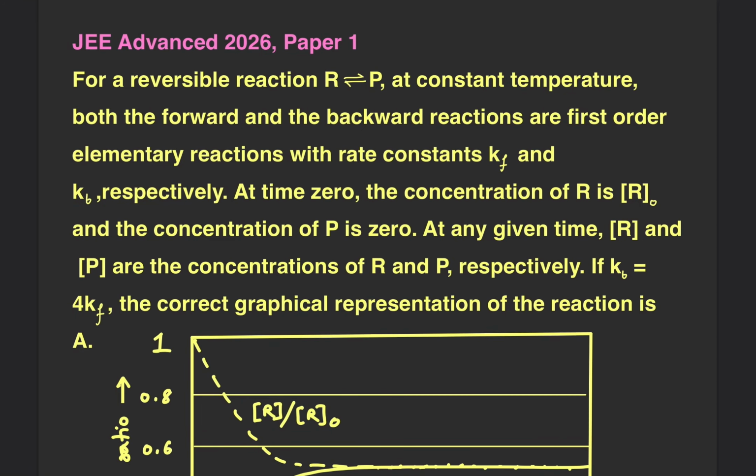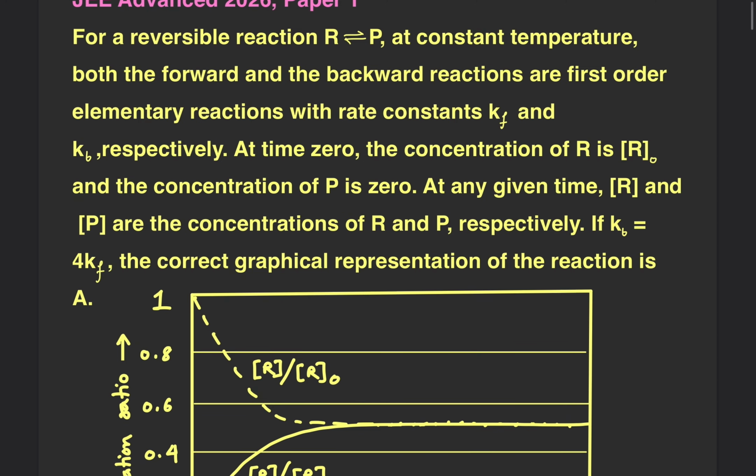Hello everyone. So this is a question from JEE Advanced 2026 paper 1. For a reversible reaction R to P at constant temperature, both the forward and the backward reactions are first order elementary reactions. Elementary reactions are those reactions that occur in a single step, with rate constants Kf and Kb respectively.